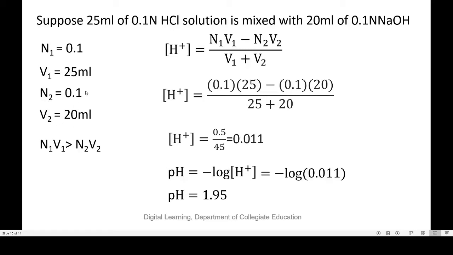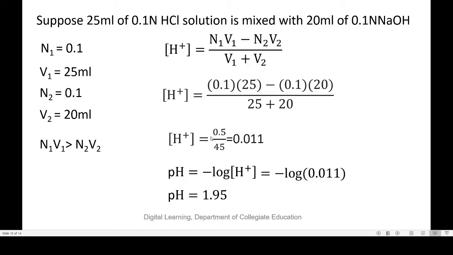So here we can see that N1V1 is greater than N2V2. So after neutralization, the hydrogen ion concentration will be left over. That is, the hydrogen ion concentration will be more in the solution. Then the hydrogen ion concentration is calculated by the expression N1V1 minus N2V2 upon the total volume of the mixture. So N1 is 0.1, V1 is 25 ml, N2 is 0.1, V2 is 20 ml. Total volume 25 plus 20.